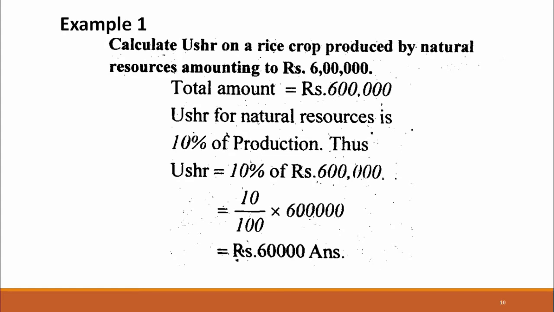Regarding natural sources, the rate of Ushr is 10%. So 10% of 6 lakh, 10% means 10 divided by 100 multiplied by 6 lakh, we get 60,000 rupees for Ushr. So in this case, the person should pay 60,000 from the land's produce, because in this problem the land is irrigated by natural sources. So we calculate the amount of Ushr according to the 10% rate.